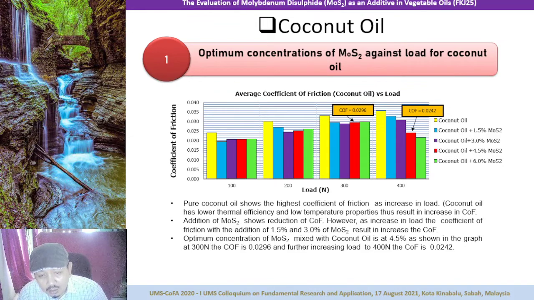At 300 Newton, the COF is 0.025296, and further increasing the load to 400 Newton is lower than that, at 0.0242.